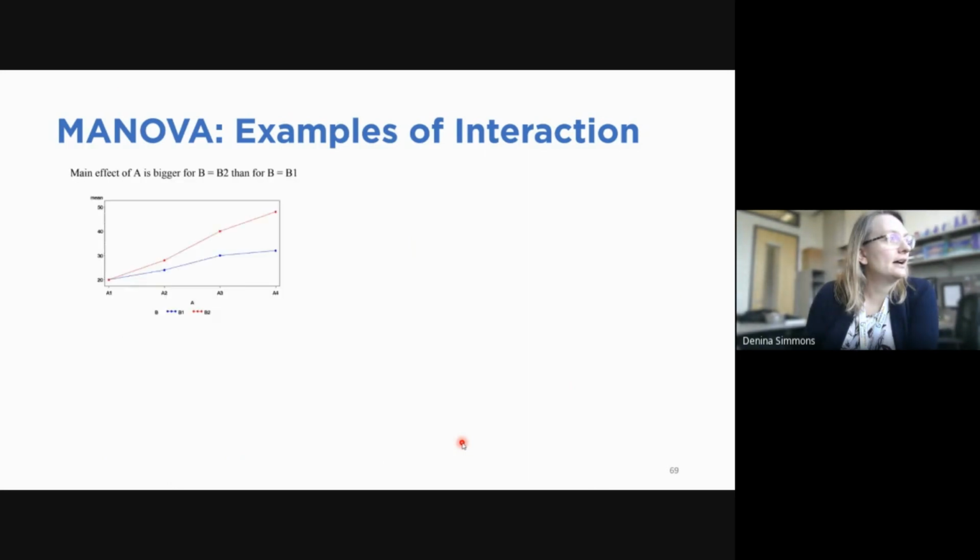All right. Examples of interaction. So if the main effect of A is bigger for B1 than B2, I'm just not really understanding what that says.